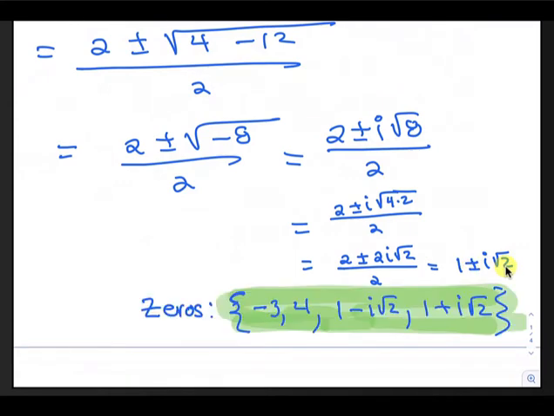So now we can write our zeros. The negative 3 was from the graph, which we verified by the synthetic process. 4 is also from the graph and also verified. And then these are our 2 imaginary roots that we found here.